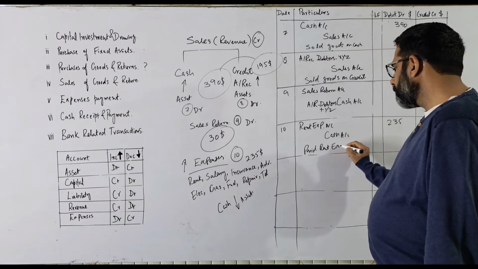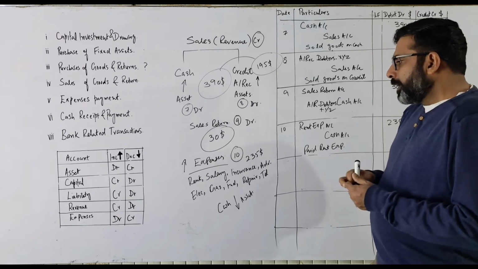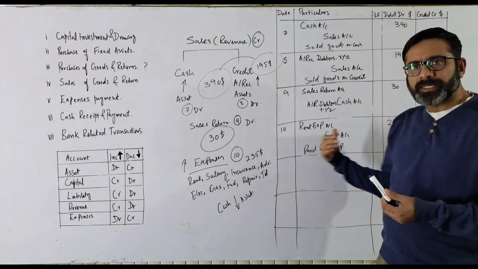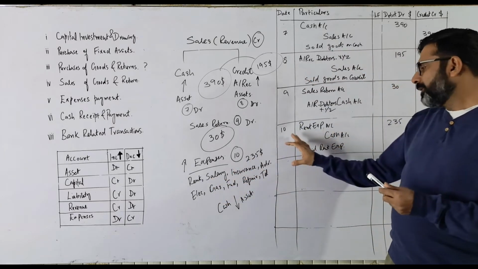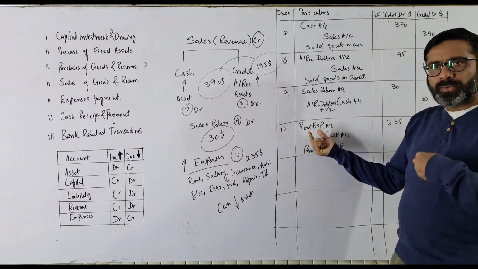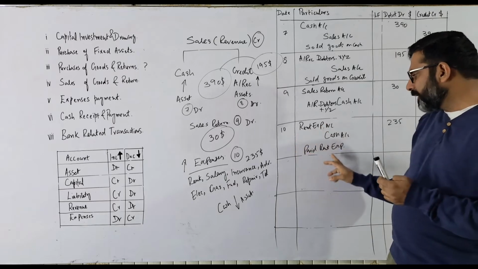Paid rent expense. If it is salary, the transaction will be the same. If it is insurance, the transaction will be the same. Only the amount will be different. The debit account name will be different. Otherwise, the transaction nature is the same.